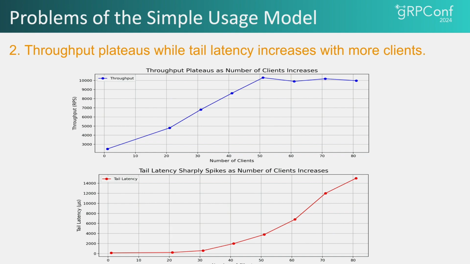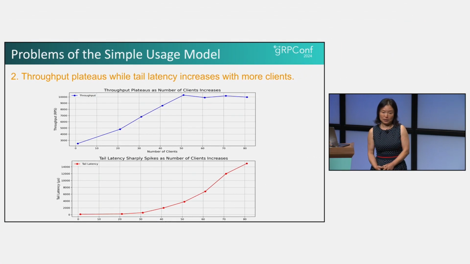Essentially, the system is saturated. And now look at the bottom graph. We see that the tail latency starts to rise significantly around the time when throughput plateaus. The sharp rise of tail latency is a direct consequence of the system's inability to efficiently manage the growing load, leading to delays for some of the requests.